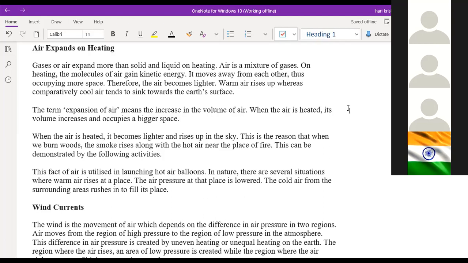Then air pressure will be reduced. So warm air rises up easily because it becomes lighter in nature and occupies a large space. Whenever it is rising up, the other part of the air will come into this region, right? So the air from the higher pressure will come into the lower pressure area. Whereas compared to this, cool air tends to sink towards the earth's surface.